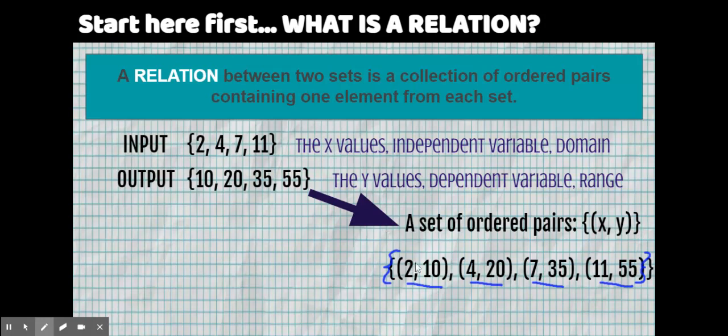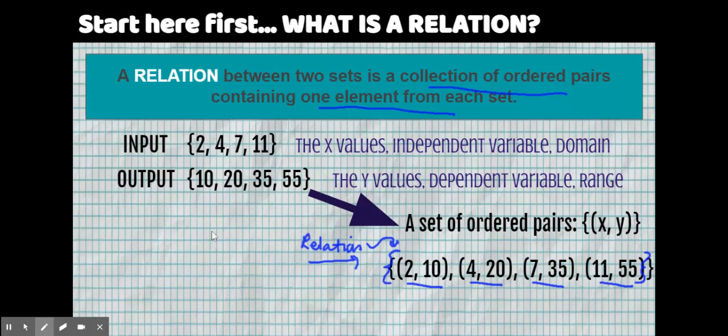And therefore, since I have all of my input and output values combined into a collection of ordered pairs, and I have one element from each set, what did I just make? I just made a relation. And that's what a relation is, a set of ordered pairs that comes from a machine of some sort. And that machine is what we're going to study, that relationship and the input and output values.